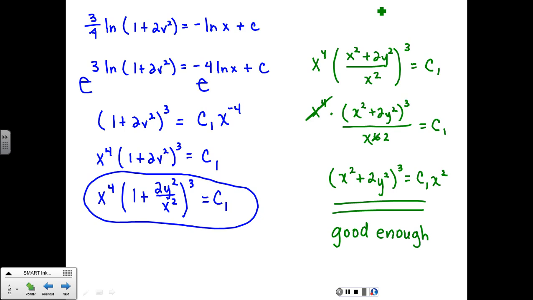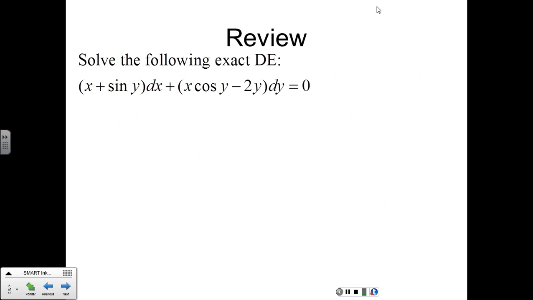Y'all got the gist, though, of the substitution that you got to make. Now, much easier than these are the exact equations. Those are easier. Remember that an exact equation is the sum of the partial derivatives of an original function. This x plus sine y dx was the partial derivative of my original function with respect to x. And this is the partial derivative of the original function with respect to y. So to solve this, you get to work backwards, just kind of in reverse.